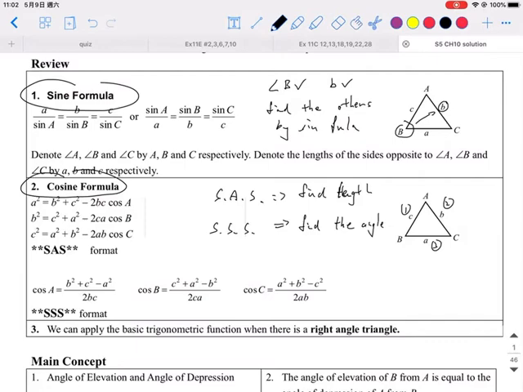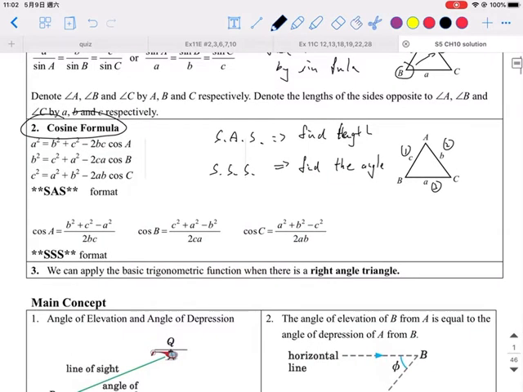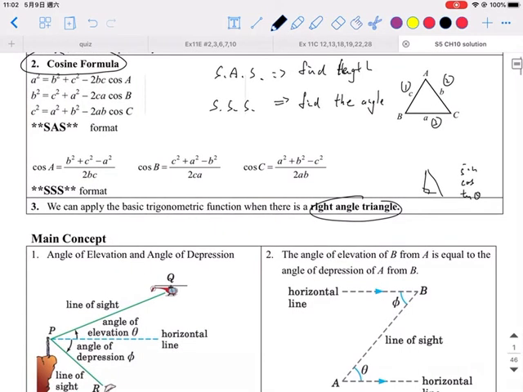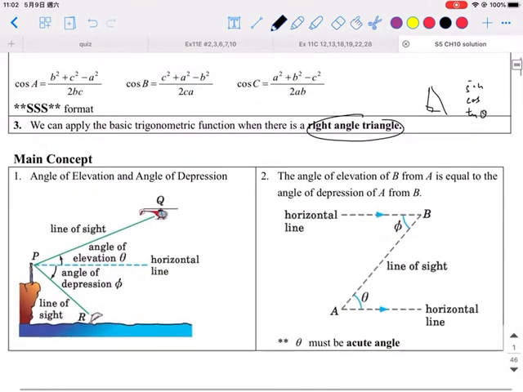And then if the triangle is a right angle triangle, then we can apply the simple sine, cosine, and tangent functions to find the length or the angles. The second concept today is the meaning of angle of elevation and depression.